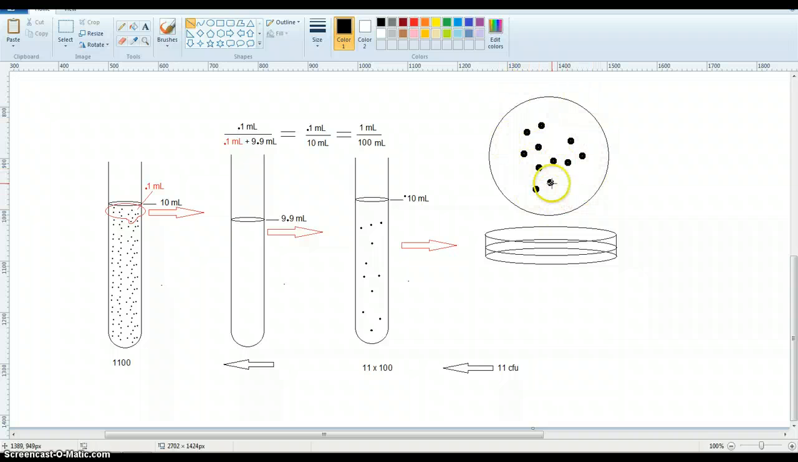the countable plate needs to be between 30 and 300, and now that makes sense, because if you dilute this one more, you're going to divide this by 10. All right, never mind. That's confusing. Just this needs to be right here between 11 and 300, to where when you multiply to get back, you multiply times your coefficient to where it's between 30 and 300.